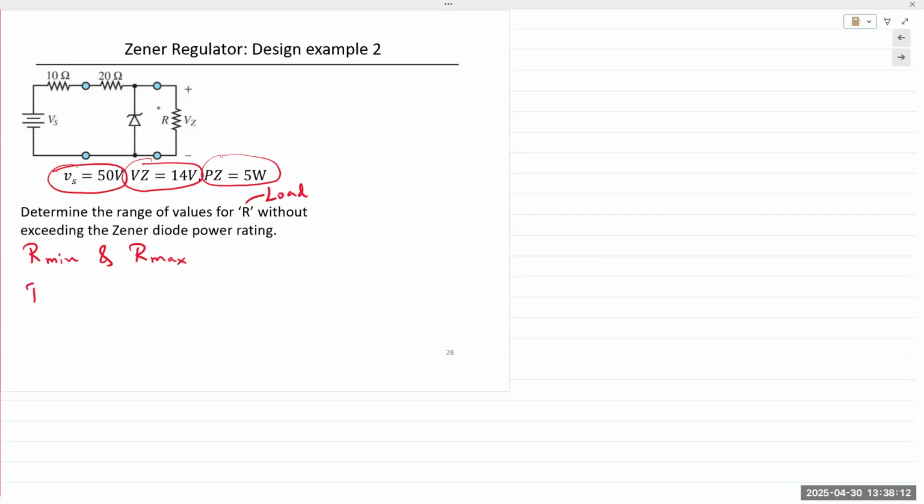We can simply write RS, the series resistance, is 10 plus 20, so it's 30 ohms. For the purposes of analysis, it does not matter. We'll simply add it onto the series resistance.